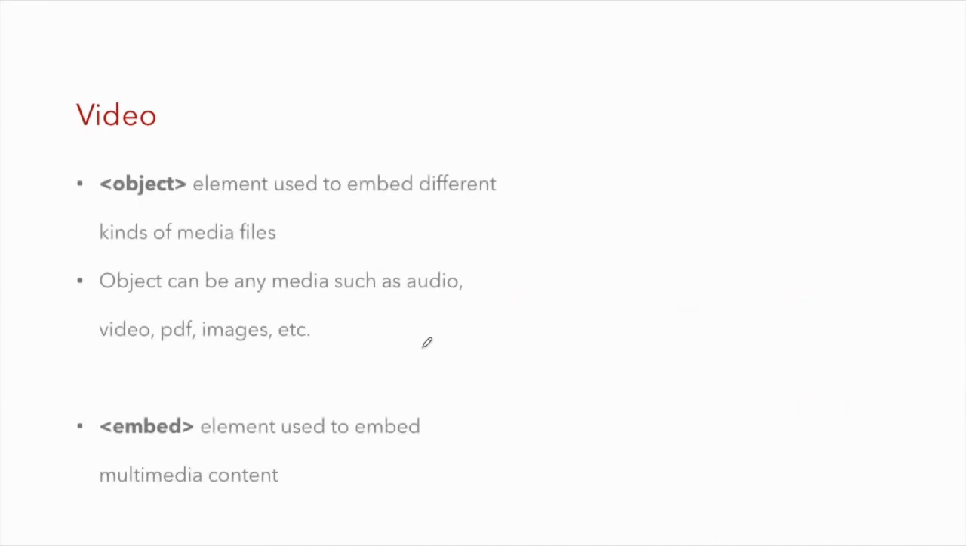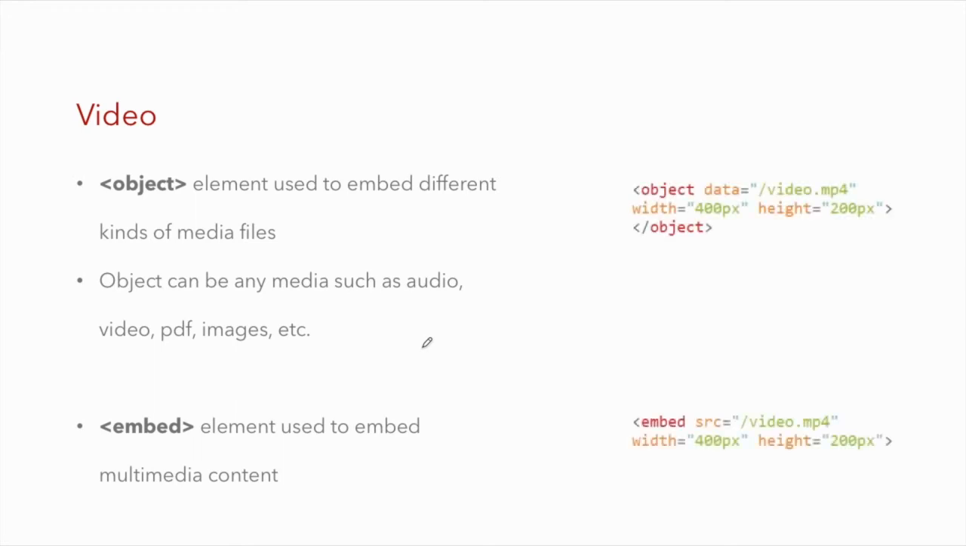Again, object tags and embed tags can also be used to display video files on the web page itself. But in case you have some additional operation that you need to perform, then you can use these options. In standard cases, the video tag is just fine. You can continue using that particular tag. Here is one example. You can use the object tag like this and the embed tag like this.